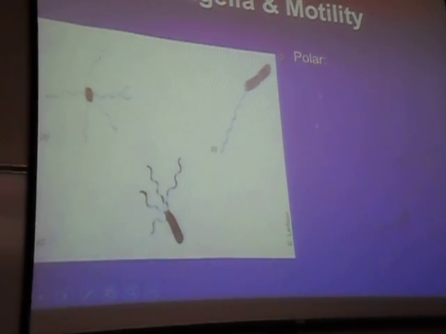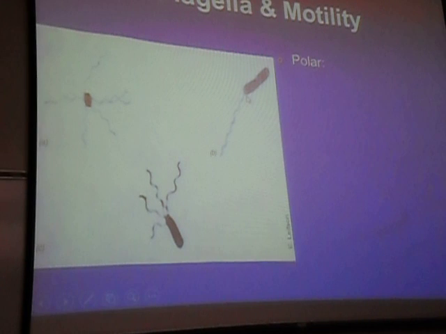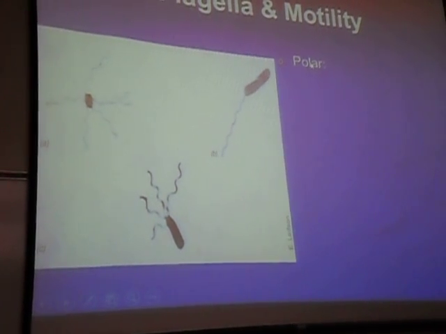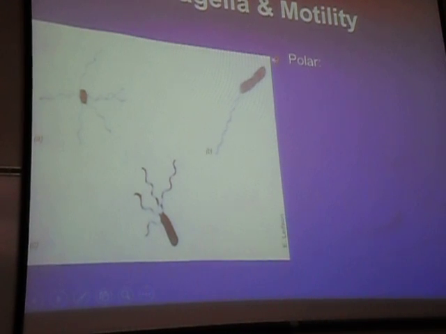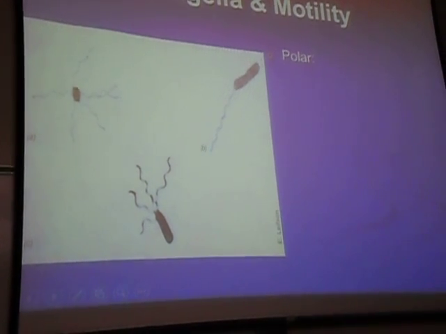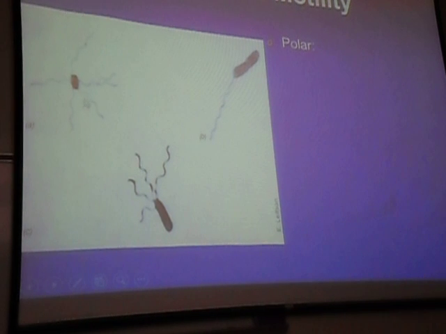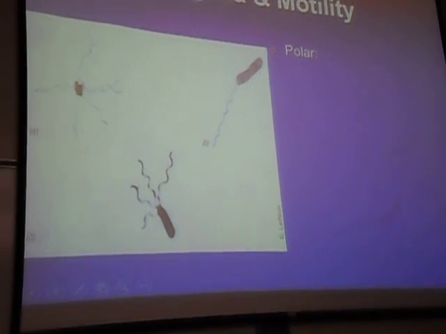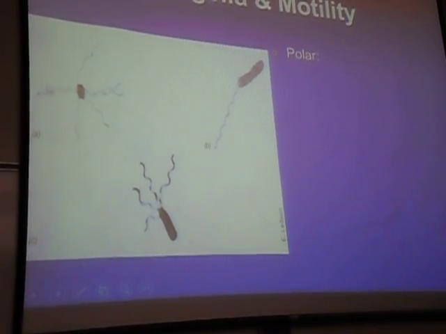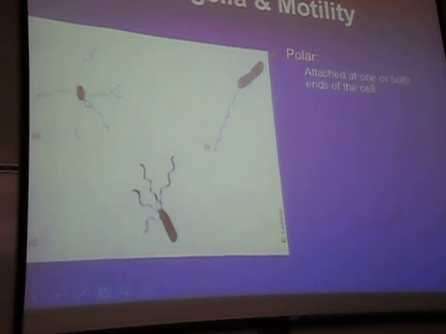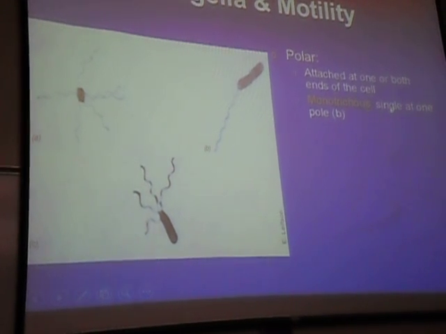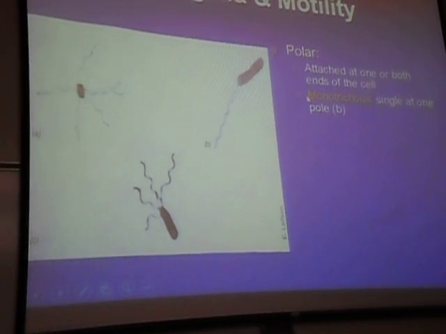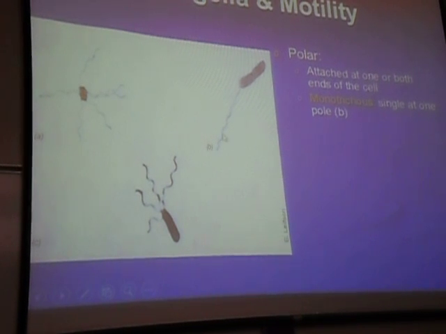So if it has a single flagellum at one end, anytime it's at one end, we call it polar. Okay? I should say at one end or both ends, because it's at the poles. It's not all around the entire periphery. So polar is in contrast to this one, where all the flagella are scattered around the entire surface of the cell. So if it's at one end and only one single one, we call it monotrichous. So there's your term, monotrichous. Mono means one, trichous is hair, so one little flagellum.